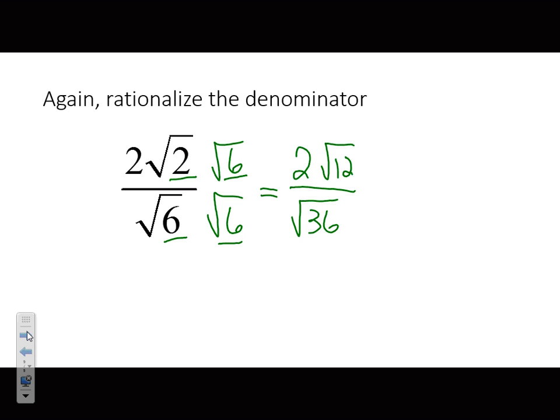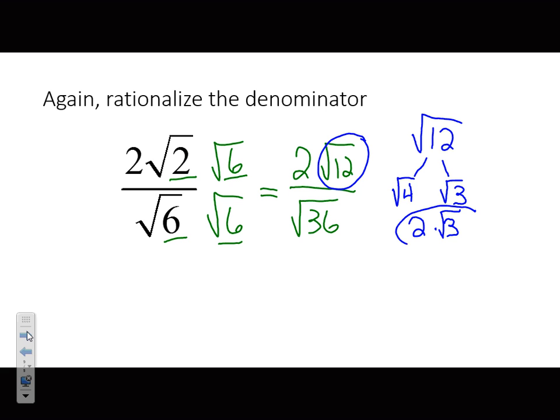Now, we have to break down this 12. So I'm going to come over here and do that. I'm going to break down the 12. Perfect square that can go into 12: 4 times 3. Square root of 4 is 2 times the square root of 3. Now all of this needs to replace that square root of 12.